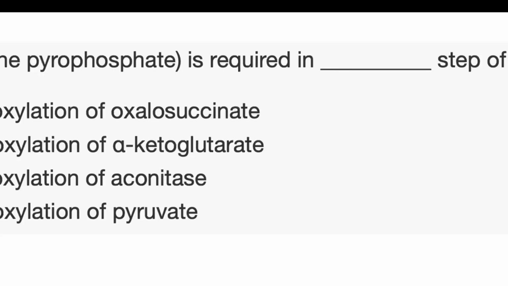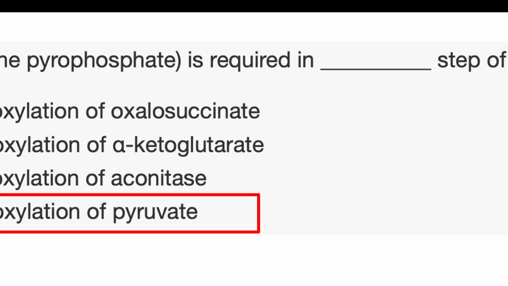I see many people have answered in the chat box. Option B, Ramya, Aishwarya and Aparna are all saying option B. Okay, let me reveal the correct answer to this question. TPP is required in dash step of Krebs cycle. The answer is option D, decarboxylation of pyruvate.